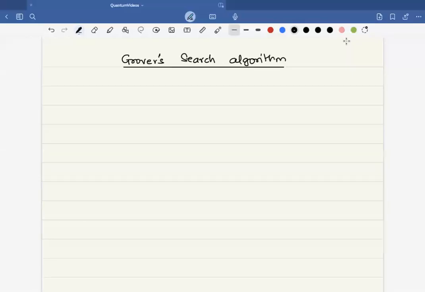Hi, in this video, we're going to talk about the Grover search algorithm. Now, searching is a very important problem in computing. You have an unordered list of n elements. So the list is n elements.